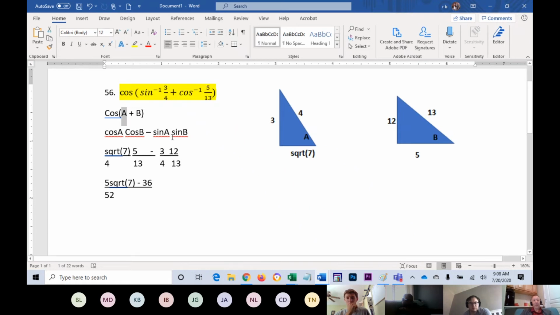So alpha is going to equal this inverse sine here, and beta is going to equal this. Remember, these just represent angles. Really, these exercises are just to get you used to thinking in terms of inverse sines and inverse cosines. The inverse sine of 3/4 is just an angle, and the inverse cosine of 5/13 is just an angle.